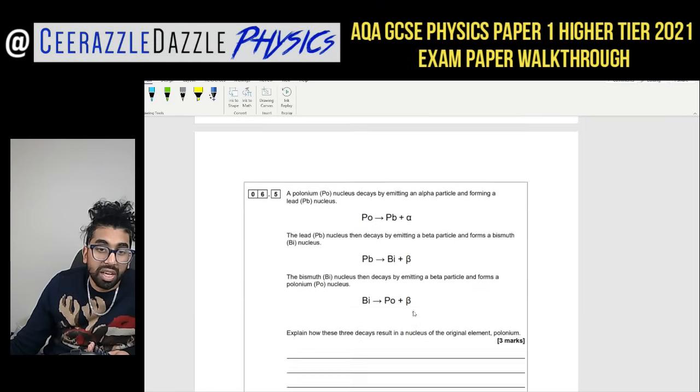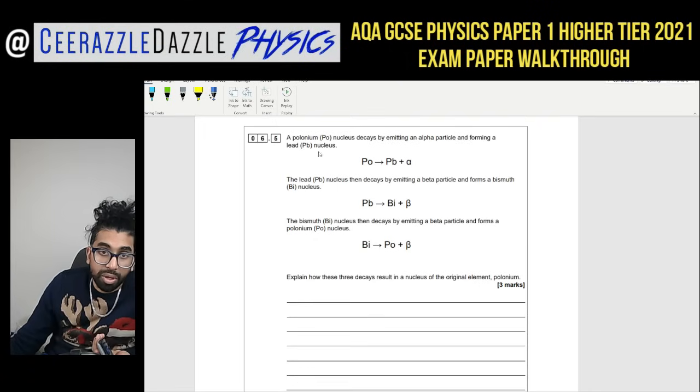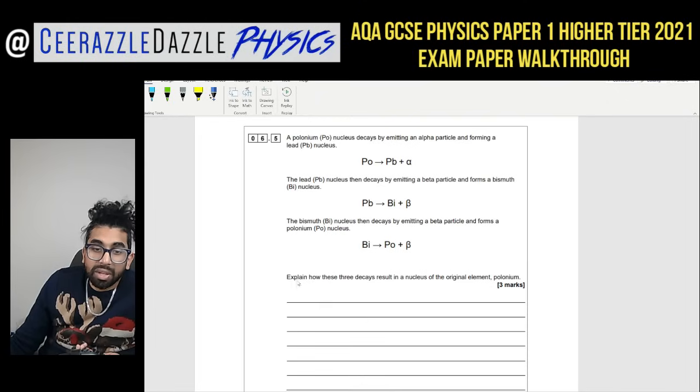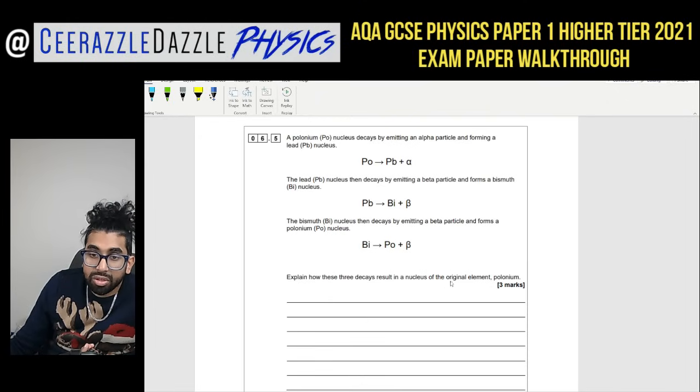Next one, it's going to be 6.5. A polonium nucleus decays by emitting an alpha particle and forming a lead nucleus. The lead Pb nucleus then decays by emitting a beta particle and forms a bismuth nucleus. Undergoes alpha decay, then that undergoes a beta decay, and that then undergoes a beta decay as well from there. Explain how these three decays result in a nucleus of the original element polonium. Right, how is it possible that we end up back at polonium? So if this occurs, then this occurs, then this occurs, how is that possible?